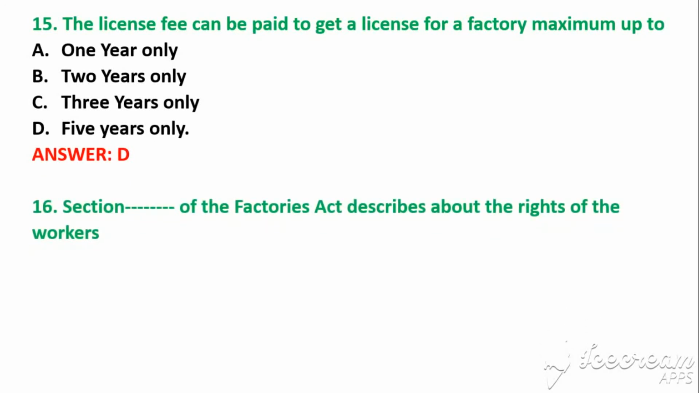Another question is, which section of the Factories Act describes the rights of the workers? So which section speaks about the employees' rights? 111, 111A, 110, 112. So section 111, section 111A, section 110, then section 112. Here the right answer is B. Section 111A of the Factories Act describes the rights of the workers. Can you check? Yes, B is right.